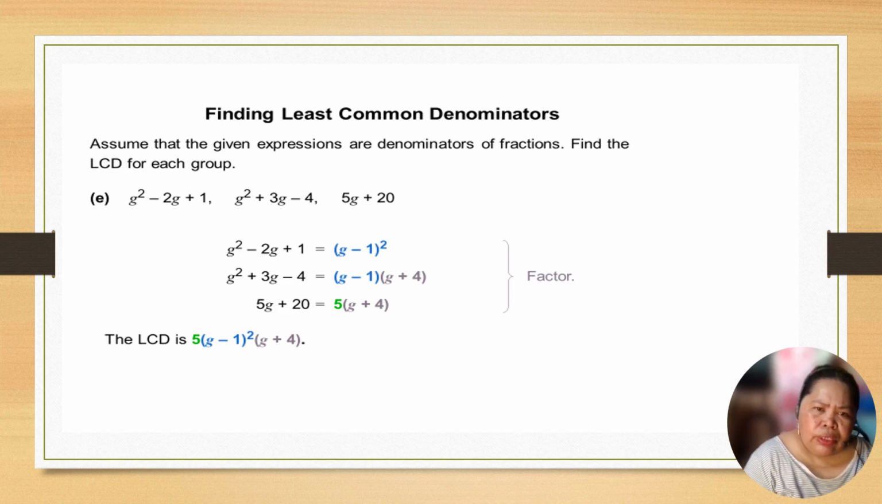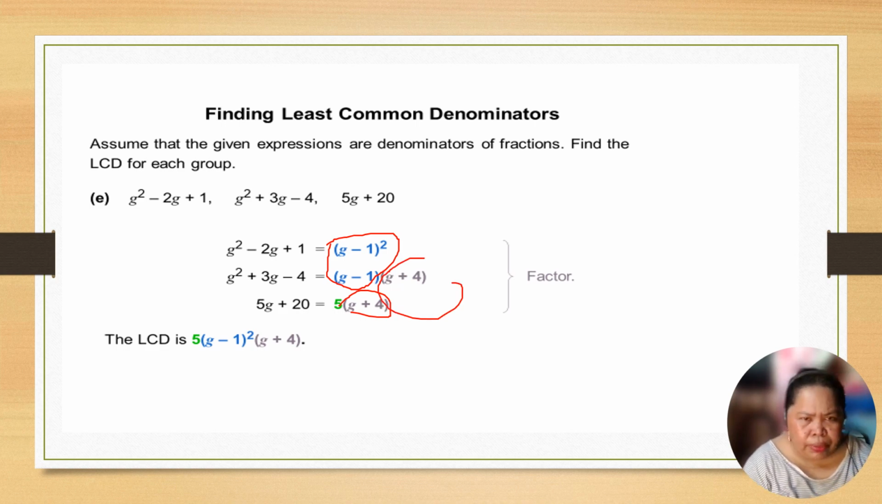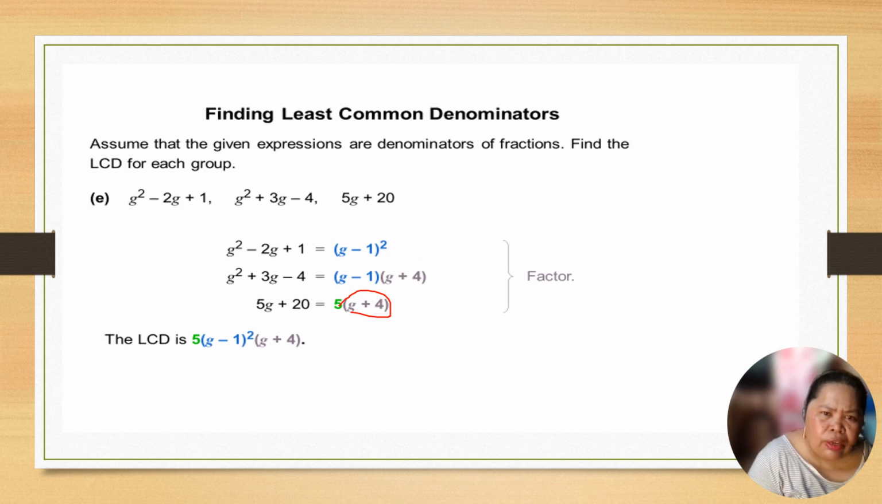Okay, and then we have g plus 4. So all you have to do is copy, and it is not repeated, only the square. Right, so this is the common factor, and this one, and also 5.